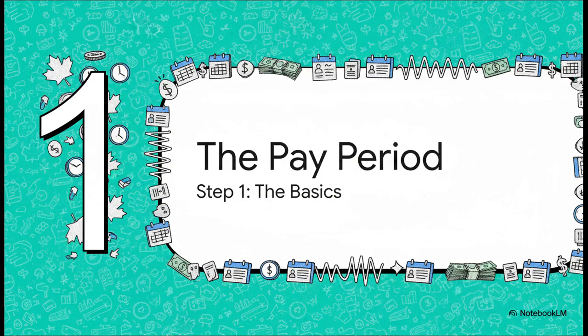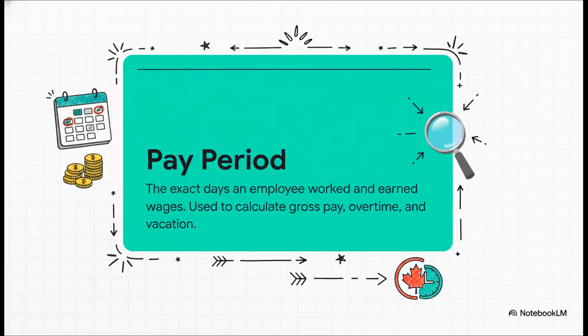We'll start with the first, and probably the most familiar date of the 3, the pay period. So, the pay period is pretty straightforward, right? It's simply the block of time your employee actually worked to earn their wages, like from the 1st to the 15th. You see it on every pay stub, and it's what you use to figure out their gross pay, any overtime, vacation, all that good stuff.